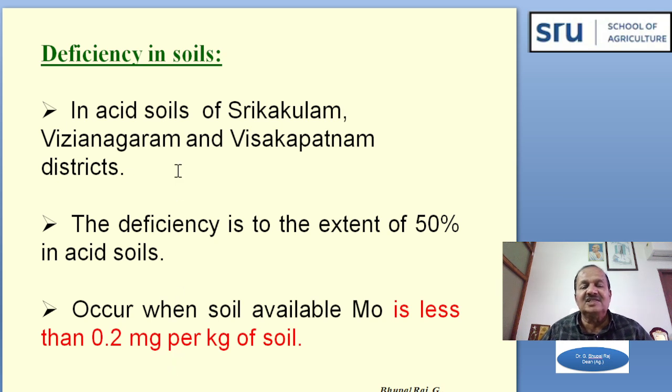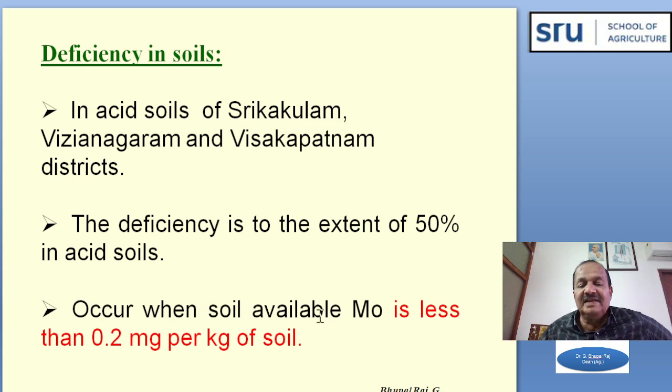Deficiency in soils is likely to occur mostly in acid soils where pH is very low, in Srikakulam, Vijayanagaram and Visakhapatnam districts of the combined Andhra Pradesh, now in Andhra Pradesh, and in some pockets of Zahirabad district in Telangana. There the acid soils have low pH. In these low pH acid soils, molybdenum deficiency is commonly observed, to the extent of 50% in these three districts.